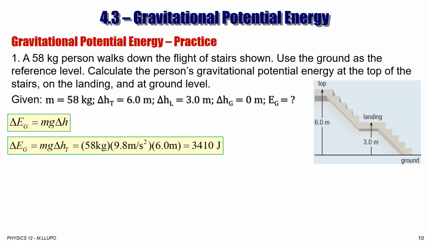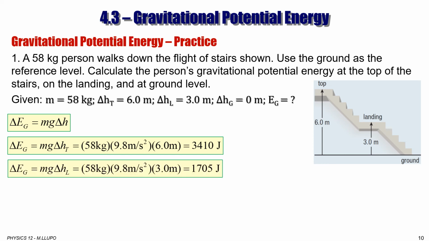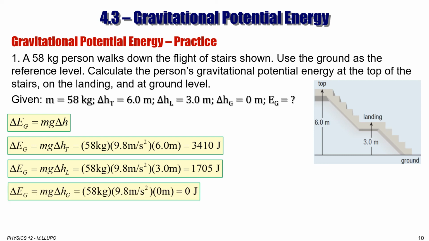And then we can start one at a time. Let's say at the top of the stairs. So h at the top is 6. So 58 times 9.8 meter per second times 6 meter equals 3,410 joule. Now landing is 3 meter below, so half of the energy, which makes 1,705 joule. And the ground level is 0, height.